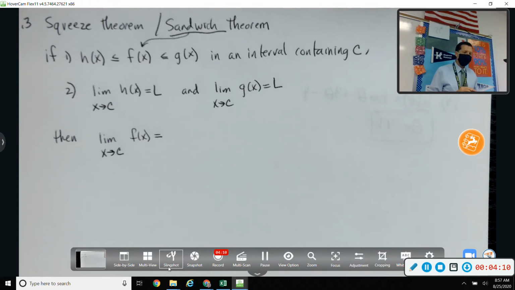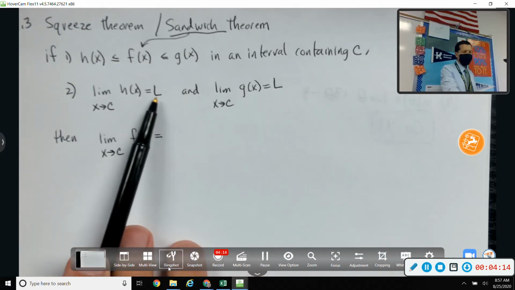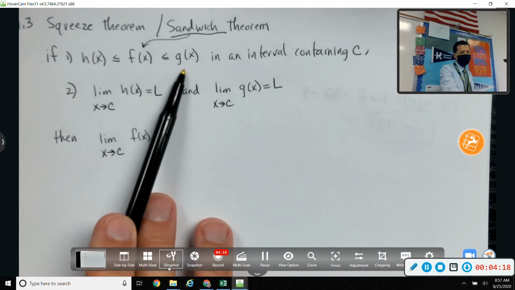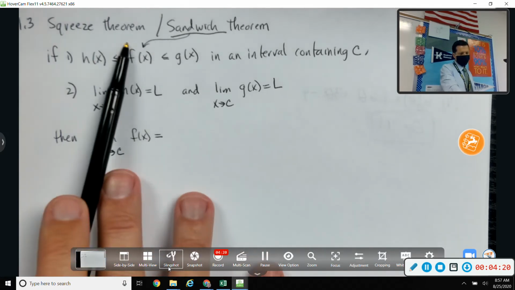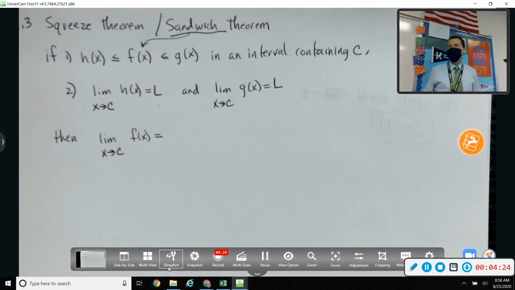So f is always sandwiched between h and g. The lower limit, for h, the bottom one is L, the top one is L. So if I squeeze f in between these two limits, what does the limit of f have to be? No one wants to say it? Worried you're not right?